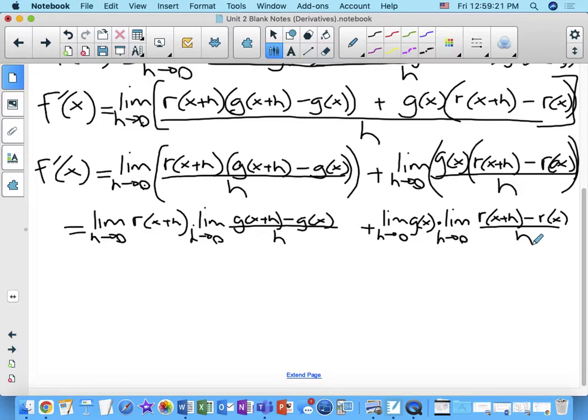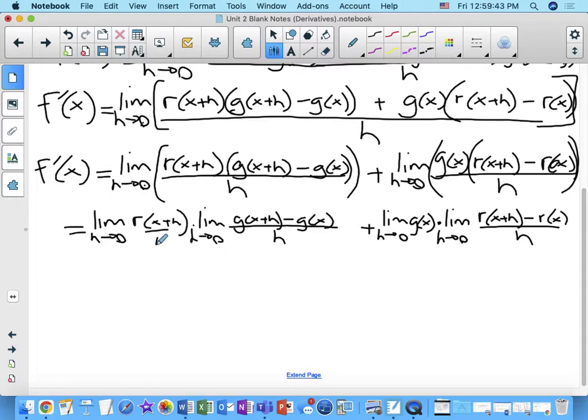Yeah? Why isn't r of x plus h over h? Because if you think about it, if this was also over h, if you multiplied those together, the denominator would now be h squared, going the other way, right? So this is like over 1. Does that make sense? Okay.